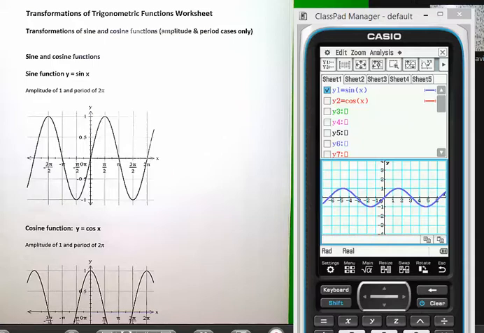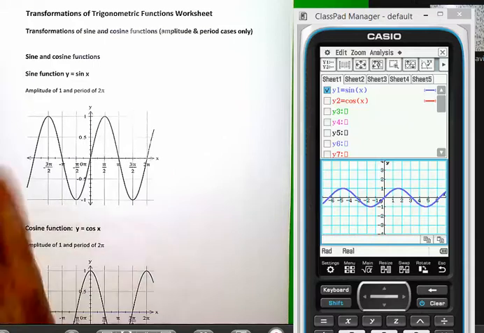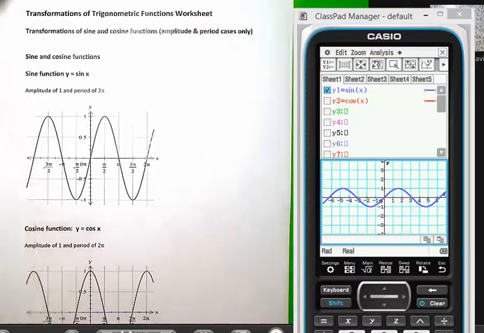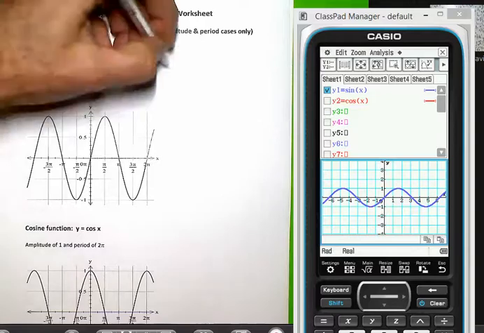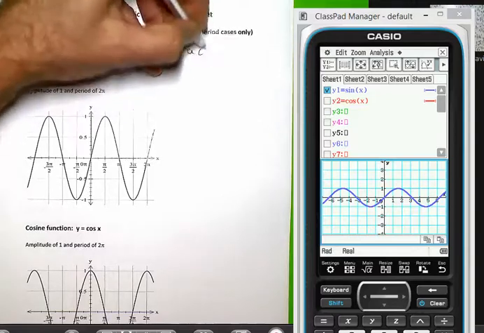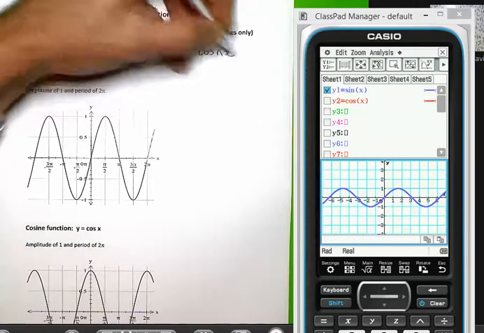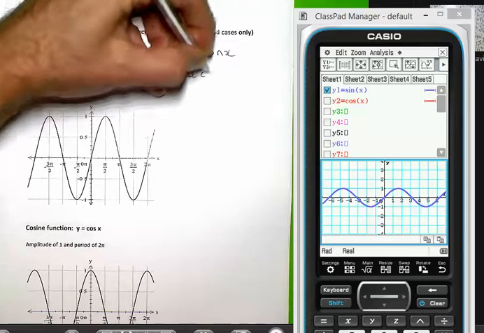In exercise 10.3, the book questions go quite a bit further than what we're required to do in the course. So what we'll be doing here, we'll be looking at translating, or transforming, sine and cosine functions where we change the amplitude and we change the period.